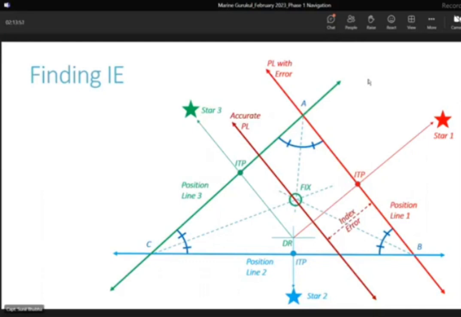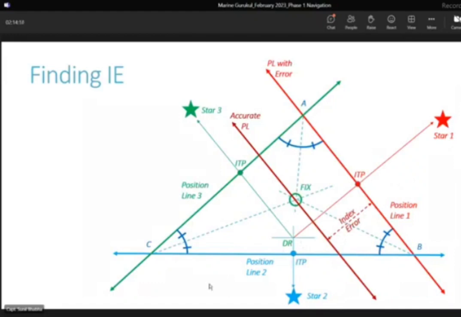Oh, correct, sir. Say again, beta. Sir, this index error, we will take directly from the scale measurement, correct, sir? Yes, beta, that's right. As per your scale, you will measure it. So whatever is the magnitude coming, that is the index error. Okay, sir. Correct. Thank you, sir.